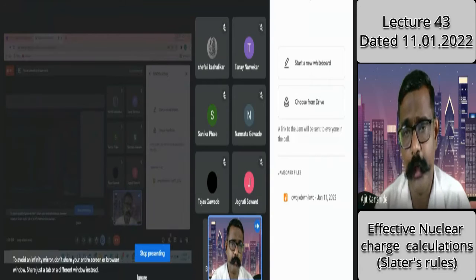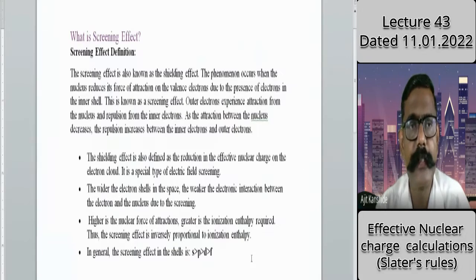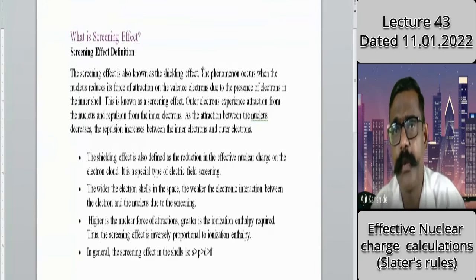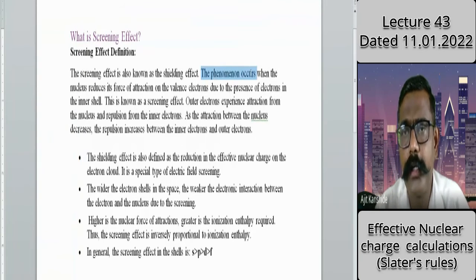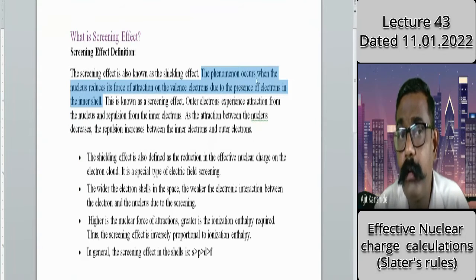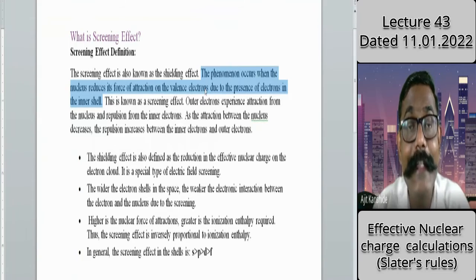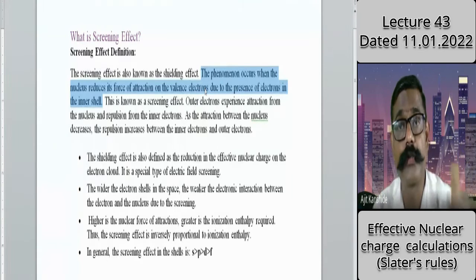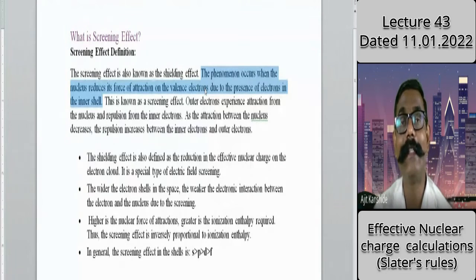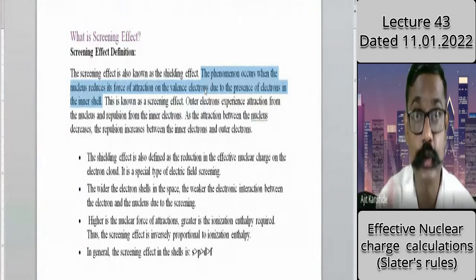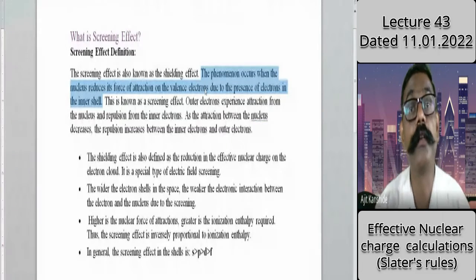Today, let me cover one very important point. That's screening or shielding. Both screening and shielding are the same phenomenon. See, this phenomenon occurs when... Is this font readable? Yes, sir. Yes. The phenomenon occurs when the nucleus reduces its force, means its force of attraction decreases, on valence electrons, due to presence of electrons in the inner shell. And by the way, presence of electrons in the same shell also affects. Same orbital also affects.